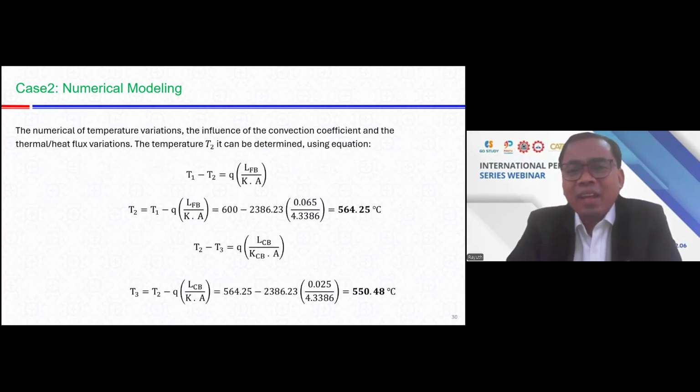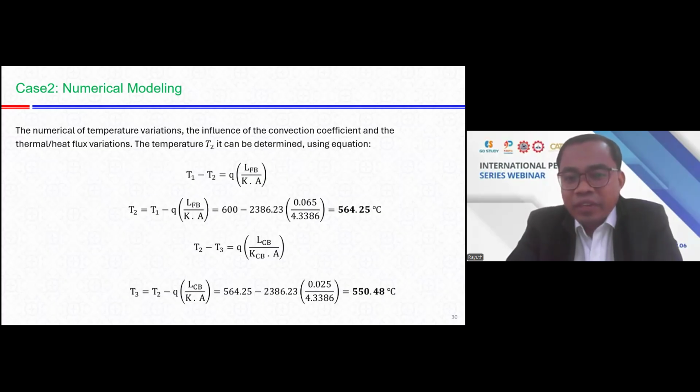Also, we calculate by mathematics. We find T2, but T2 is a function of T1. T1 minus T2 equals Q multiplied by the thickness of the fabric layer divided by thermal conductivity multiplied by cross-sectional area A. If you calculate it, T2 is 564.25 degrees Celsius.